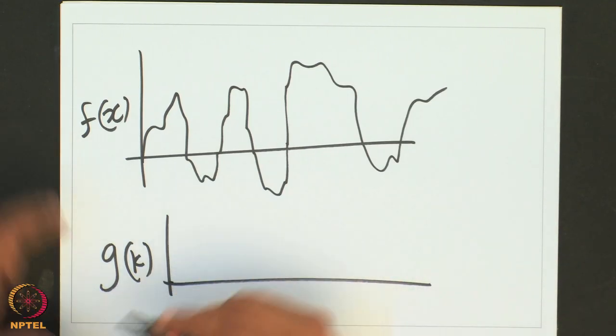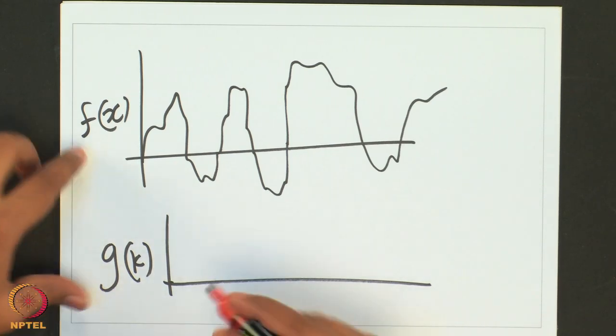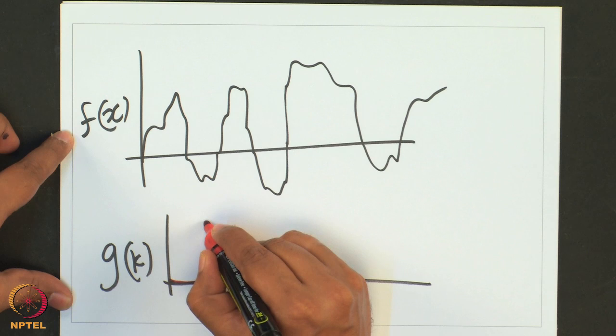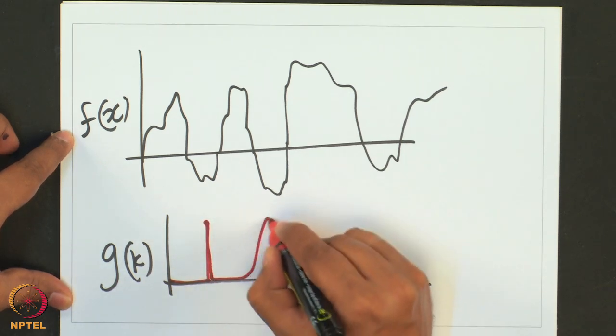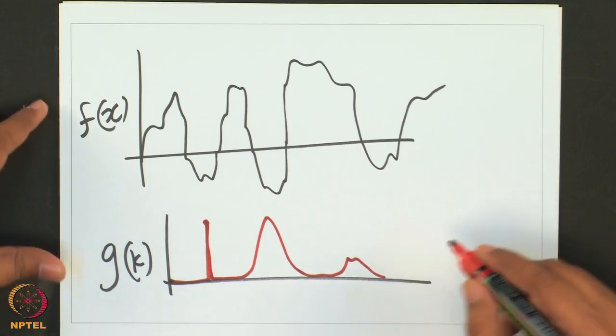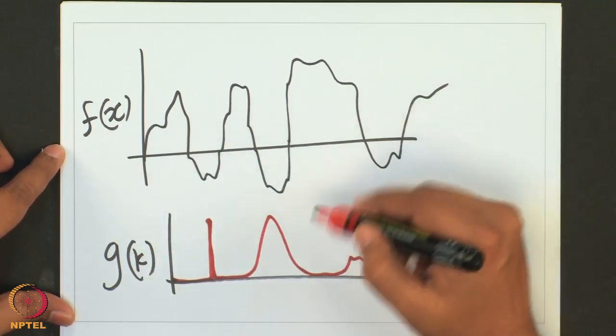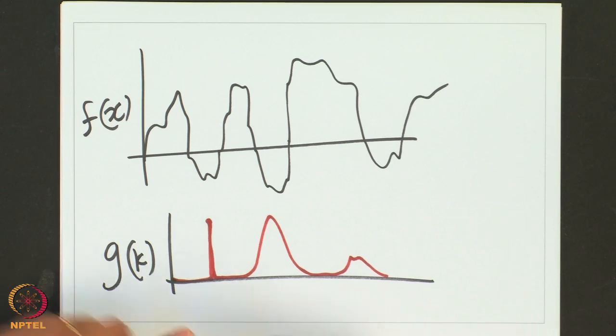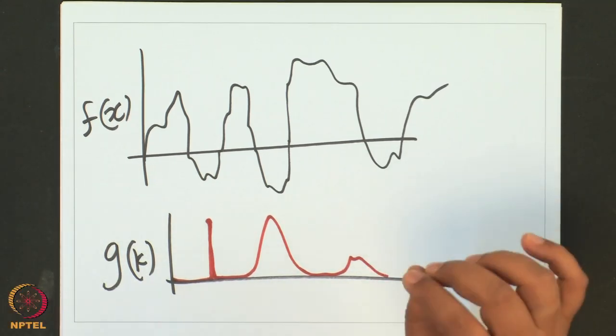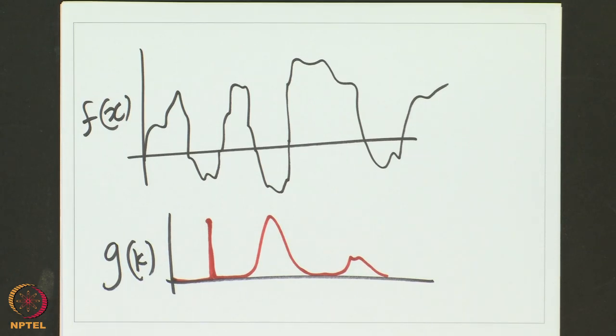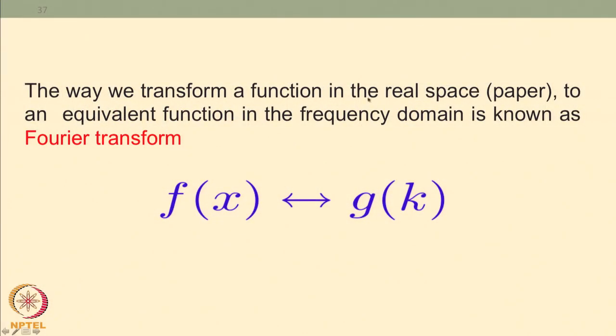So, as a function of k, it could be 0 everywhere, and at some k it will have some value, and then it will again come back to 0, or it could be like this. It could have various shapes. So, these are two functions you can see. Both could represent the same thing. And this is something that we will tell how to do. The way we can transform a function in real space, which is a function of x, to an equivalent function in the frequency domain is known as Fourier transform.